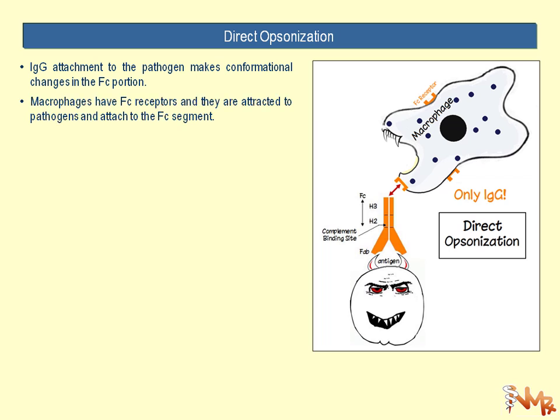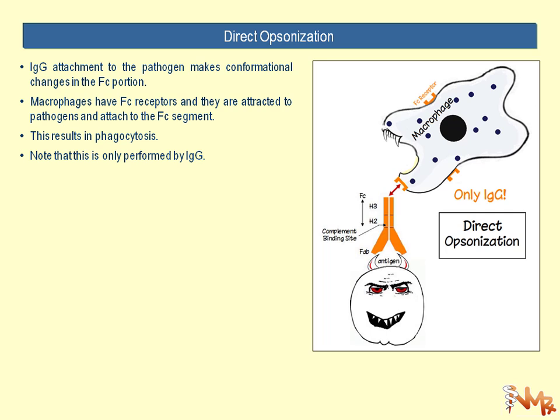Macrophages also have Fc receptors and they are attached to the pathogens and attach to the Fc segment of the antibody. This sort of attachment means the attachment of the Fc portion of antibody to the Fc receptors. This attachment, among other things, also activates the macrophages. They become notorious eaters of the bacteria and can perform phagocytosis. Note that this function is only performed by IgG.